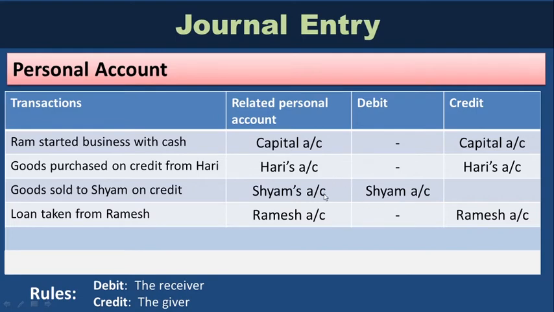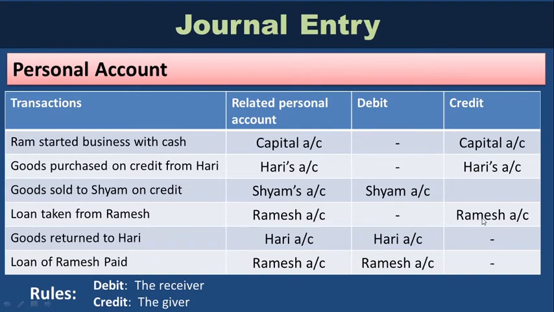The related personal account is Ramesh here. So Ramesh is giver to the business, so Ramesh is credited. Goods returned to Hari. Hari is the related personal account here, and Hari is receiving some goods, so Hari is debited. The next, loan of Ramesh paid. Here, the related personal account is Ramesh, and Ramesh is debited here because Ramesh is the receiver.